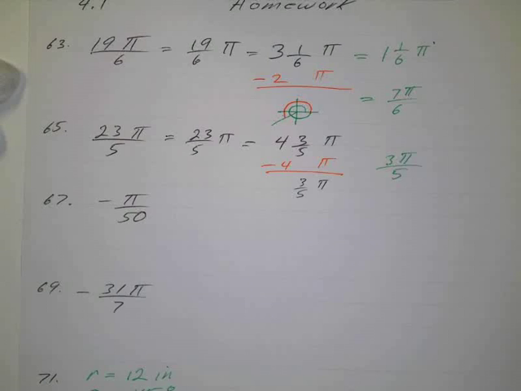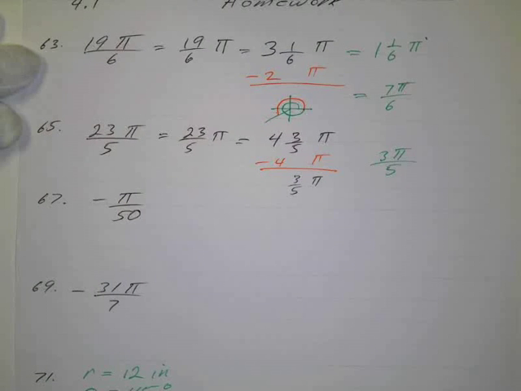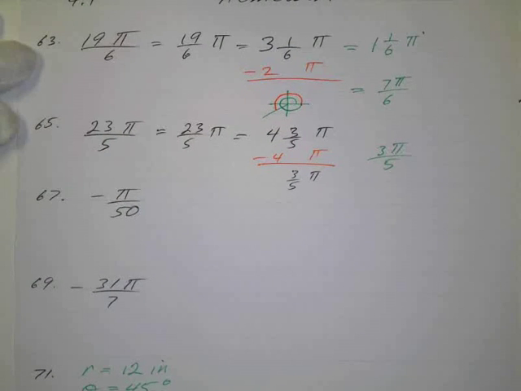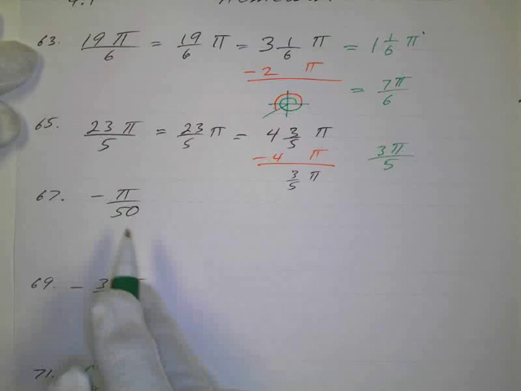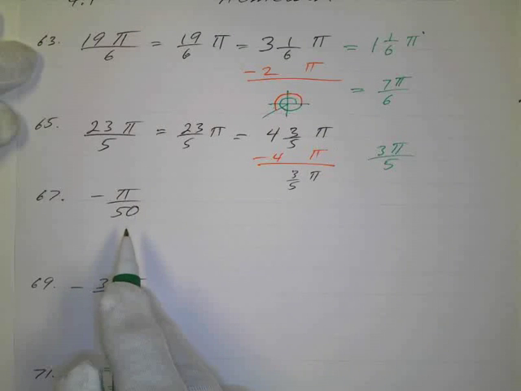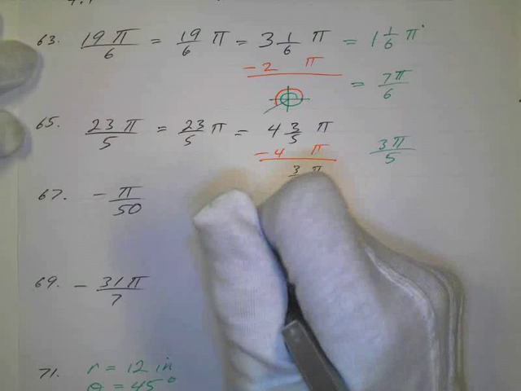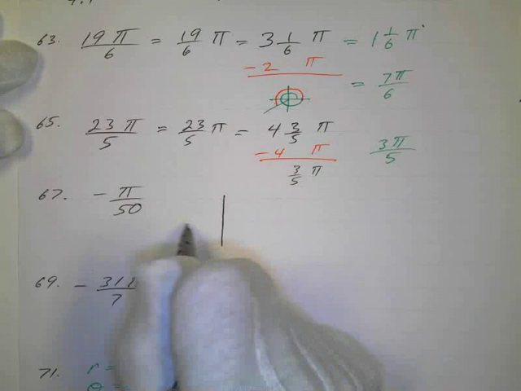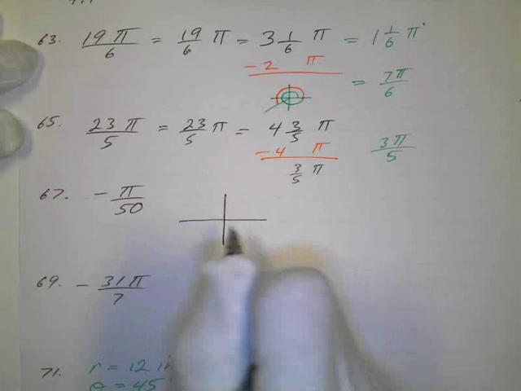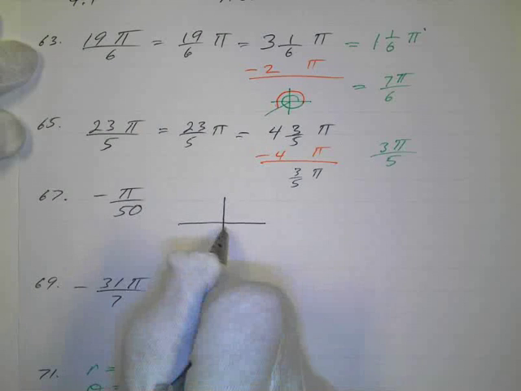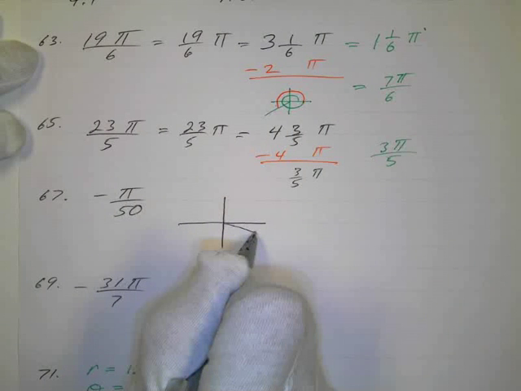Okay, now number 67. This is one where a diagram will really help. Minus pi over 50. What's that going to look like? Well, it's going to be a negative angle, but remember pi radians, that's 57.3 degrees, over 50, so this is just a little bit more than 1 degree, so this is going to be pretty tiny. So hopefully you'll be able to see this here. And that's negative. So this angle is going to be just a little angle like about this.